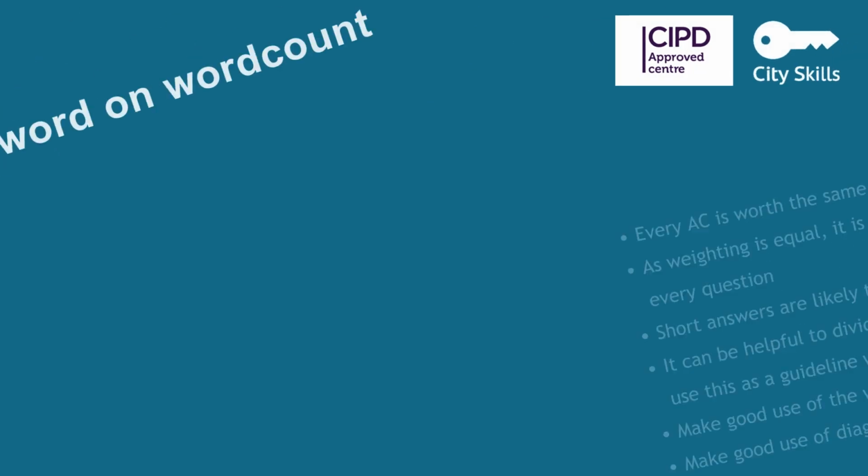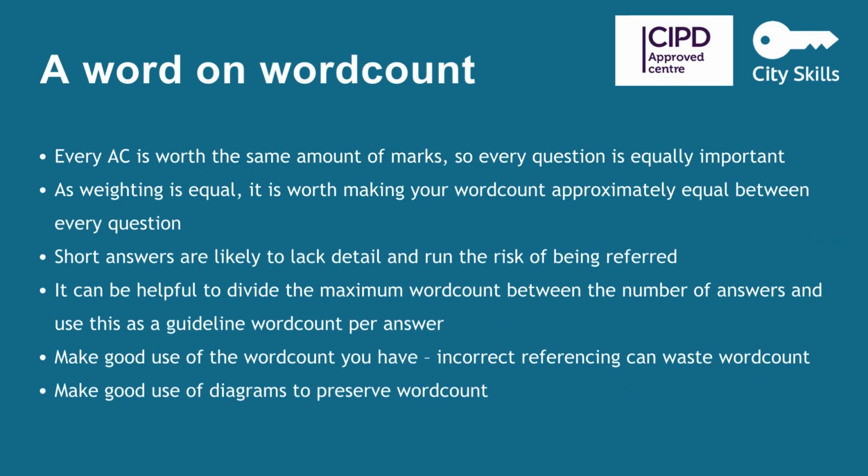A word on word count. Every AC is worth the same amount of marks, so every question is equally important. As weighting is equal, it is worth making your word count approximately equal between every question. Short answers are likely to lack detail and run the risk of being referred. It can be helpful to divide the maximum word count between the number of answers and use this as a guideline word count per answer. Make good use of the word count you have.